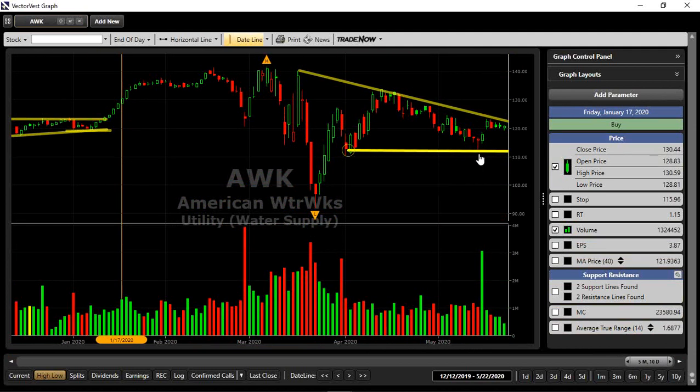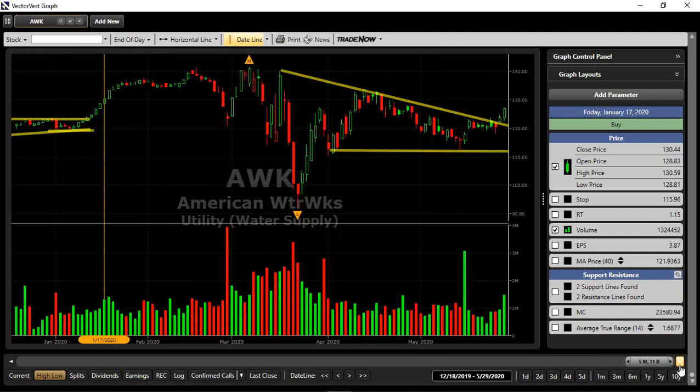Here you have a level of support with lower highs. Generally speaking, during the duration of that triangle, it's accompanied by lower volume. You get your occasional spikes from time to time, but generally you're going to get lower volume. There you get your breakout above that upper trend line.